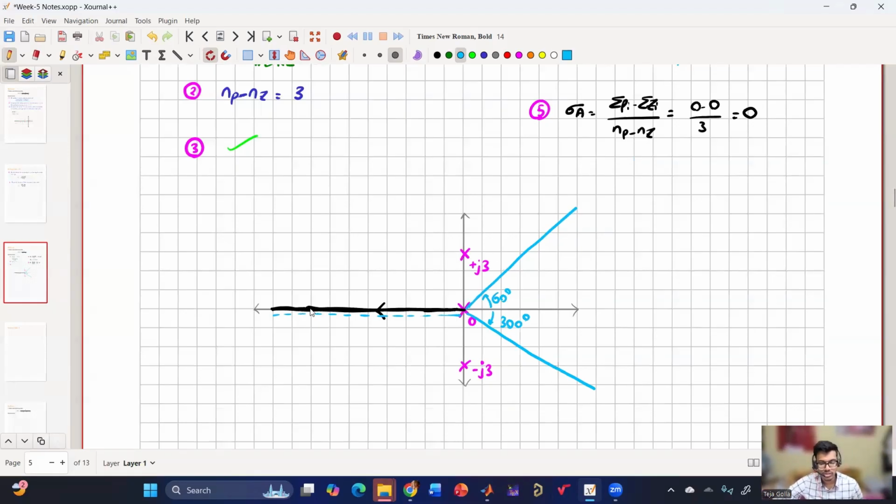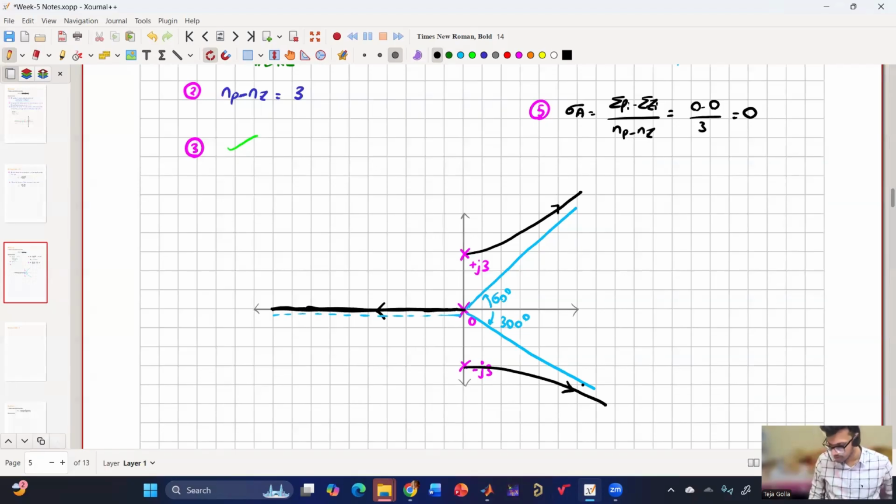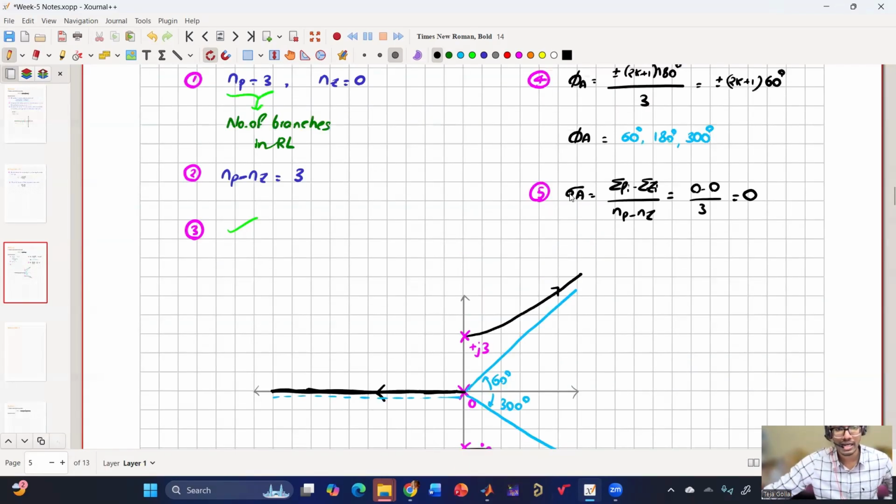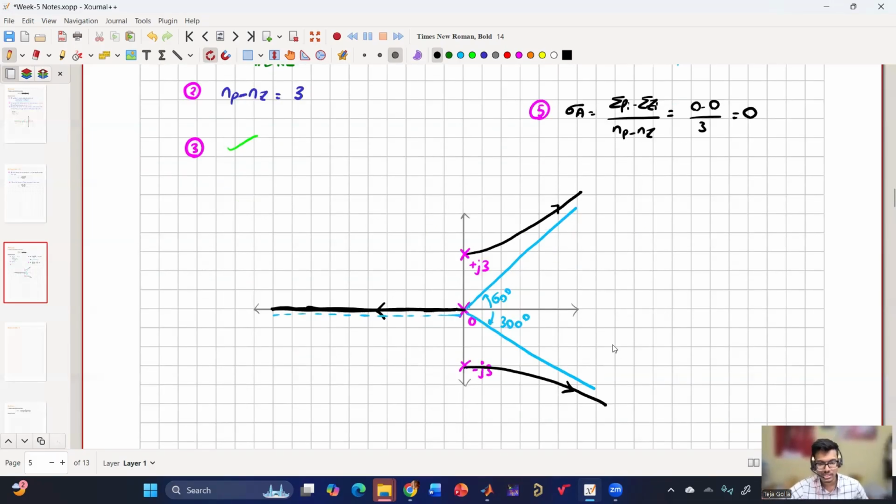This pole will move along this axis because we already know that this is part of the root locus, and this pole will move along this axis. So now this will go towards this and then this will go towards this. Is that clear? Using asymptotes and centroid point, first we have to calculate both of these and then draw the asymptotes. Then we'll understand how the poles are moving. Is this concept clear for this problem?